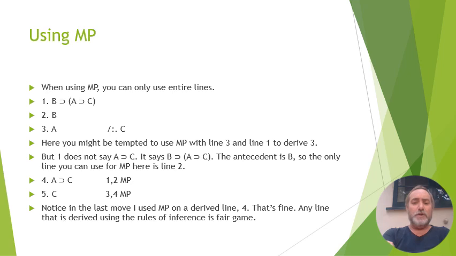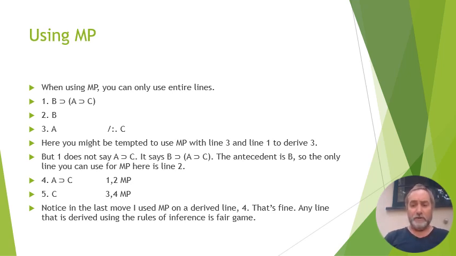If you were looking at this, you might be tempted to just use the A and sort of the second half of line 1 and say, oh, I'll just do a modus ponens there and spit out C. But you can't do that because A then C is the consequent of a conditional, right? You can only do modus ponens on an entire line. You can't just pick part of a line and say, I'm going to do modus ponens with that, right? So what would be the right way to finish this proof?